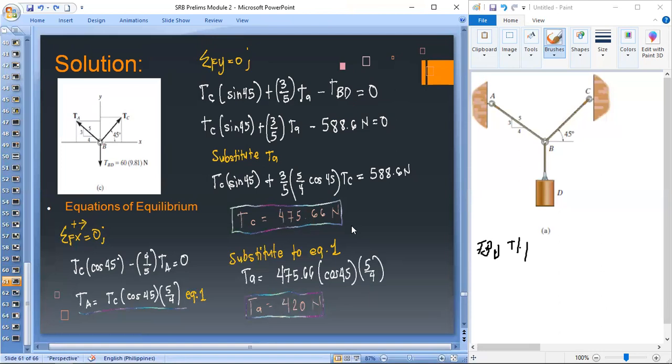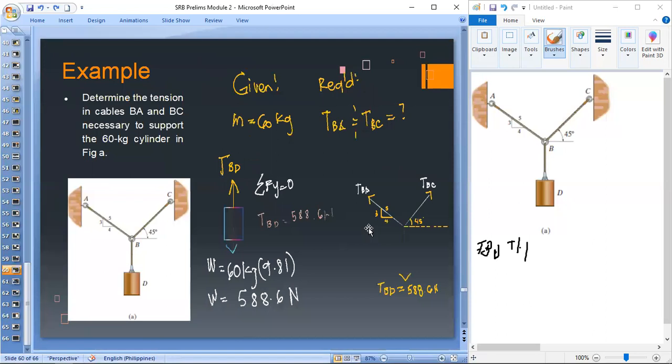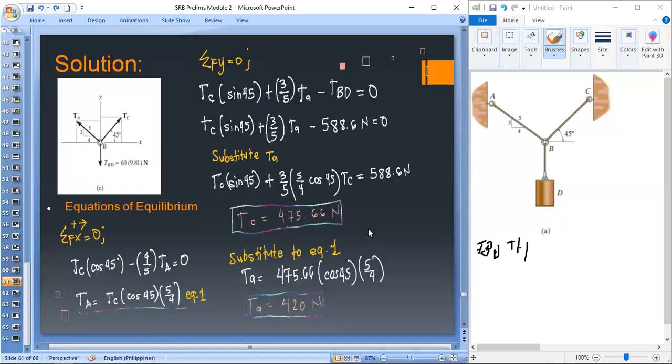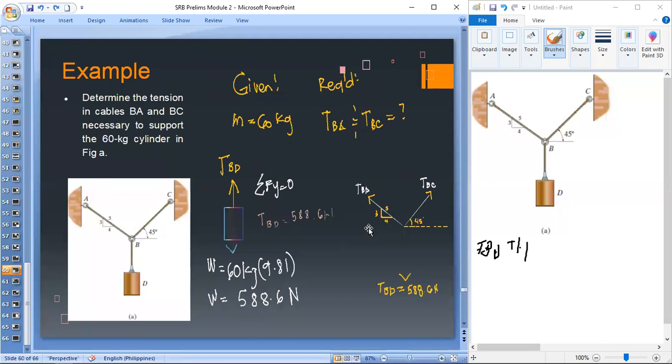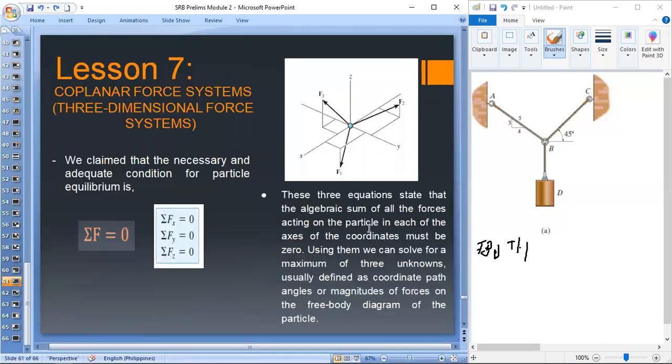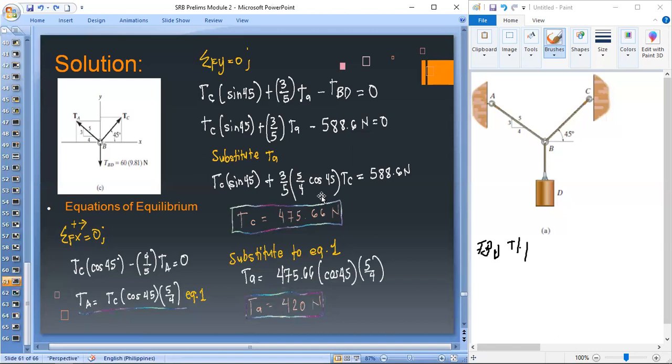So it's up to you. I'll get it once I see your solutions. Substitute the TC you got into equation 1 to get your TA, or your tension at points B and A. Okay? So, 420 newtons. That's all it is, right? That's how you get it. Okay, so it's simple, no? To get it.